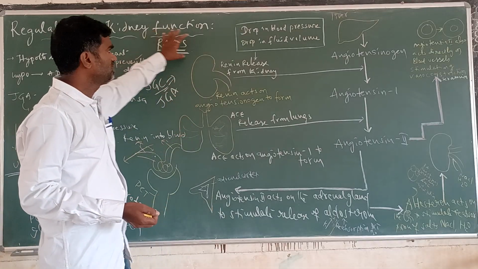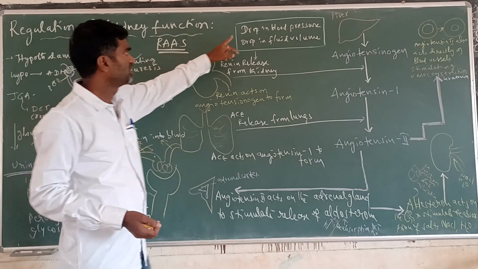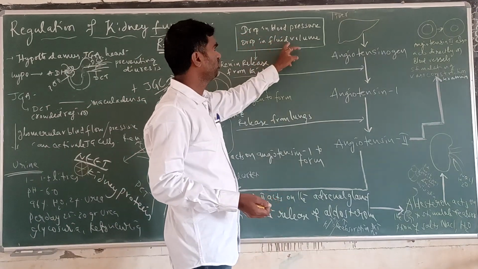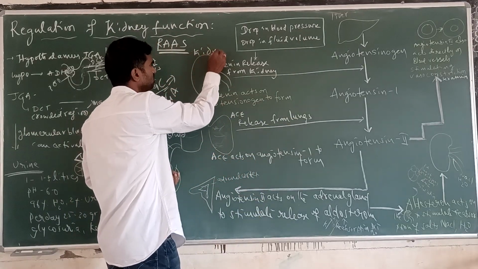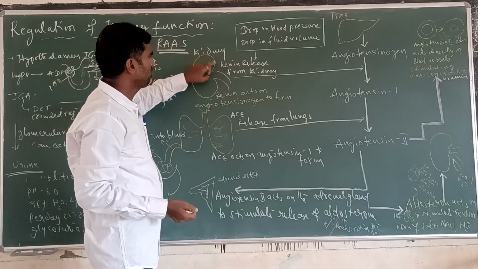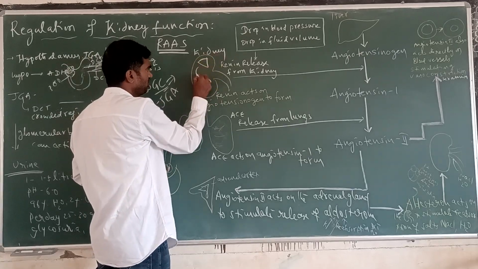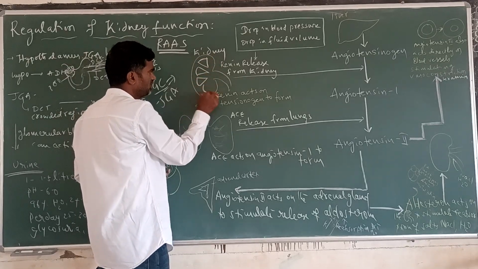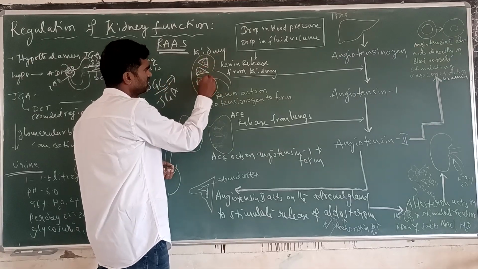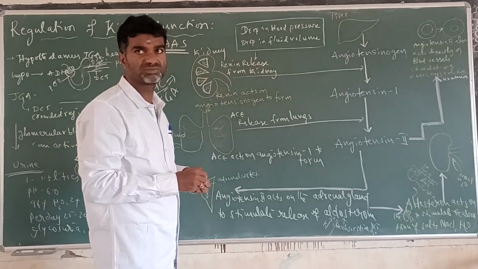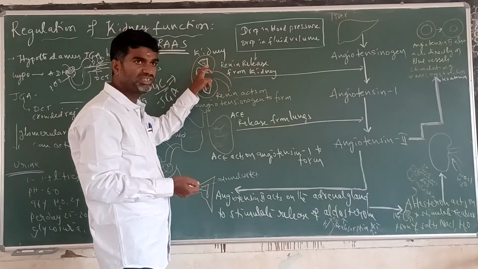Now, see here, this is the RAAS cycle, the renin angiotensin aldosterone system. See, a drop in blood pressure, a drop in fluid volume. Now, this is a kidney. Renin is released from the kidney. This is a kidney. Renal pyramids are there. These are the renal pyramids. These all are the nephrons. Now, renin is released from the kidney.